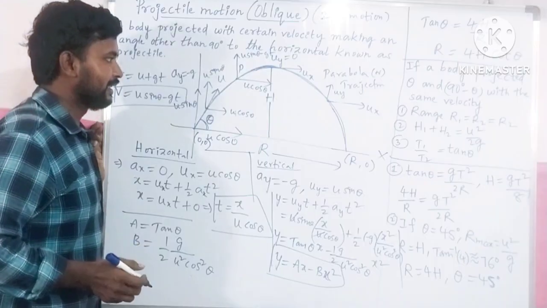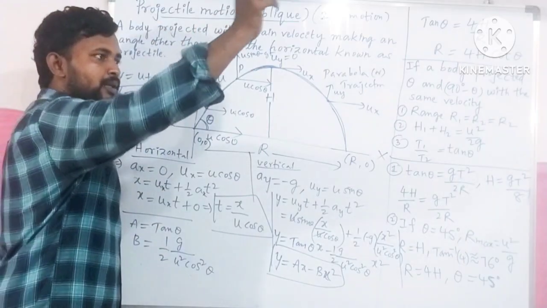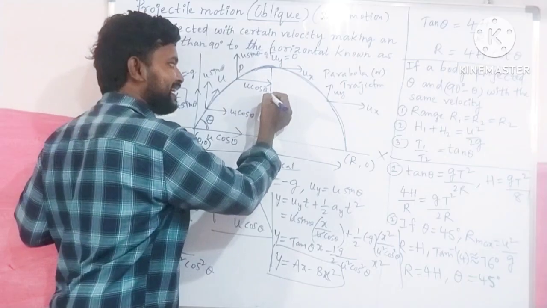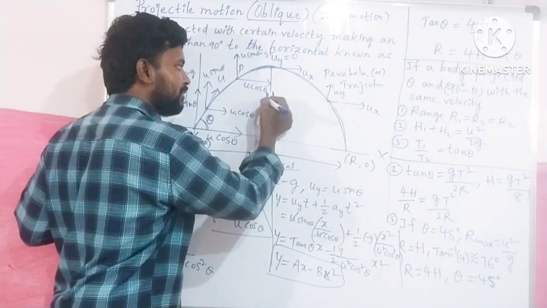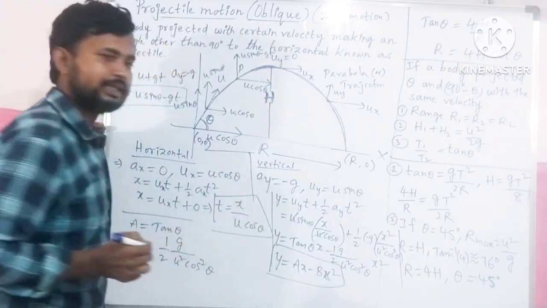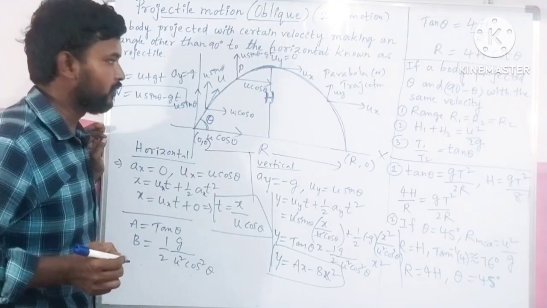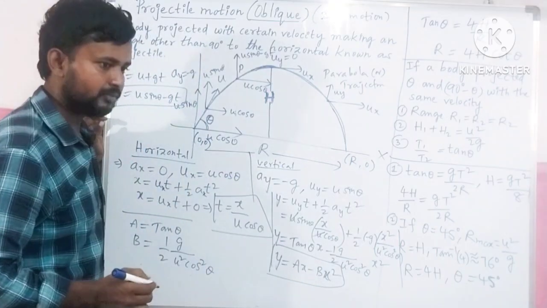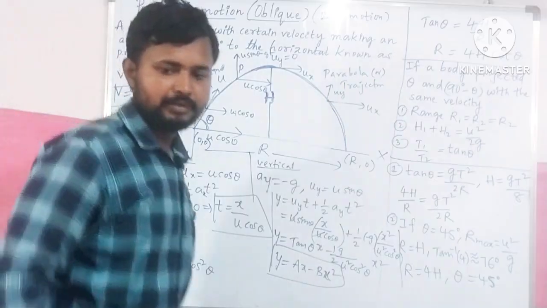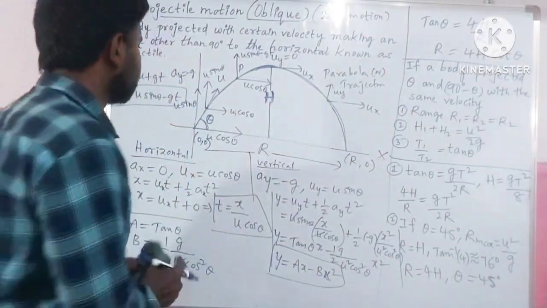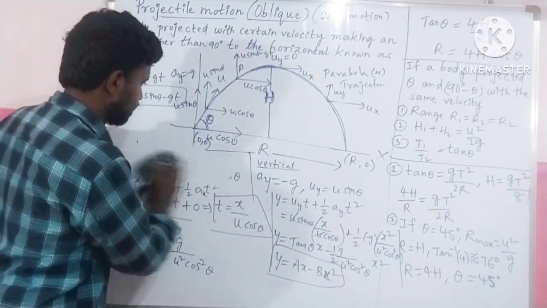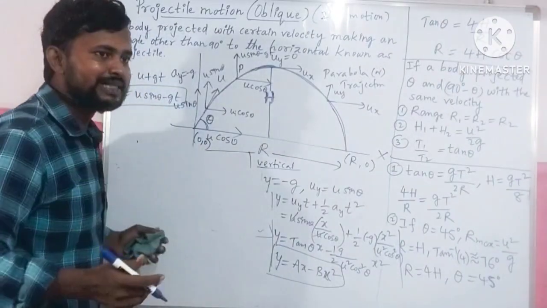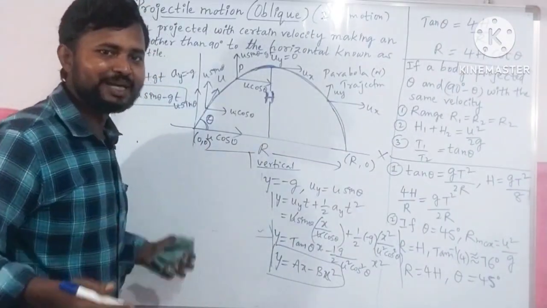Now look here, when we throw a projected body with a certain velocity, it covers some maximum height. So, the maximum height formula: how much maximum height is reached by the body.